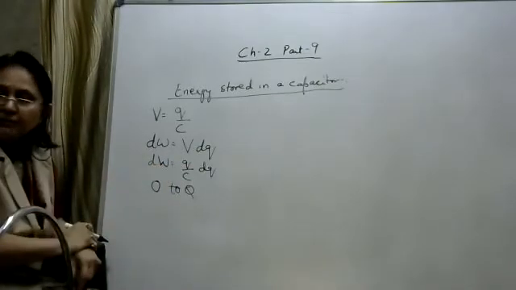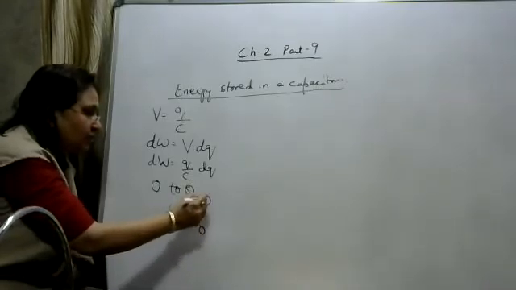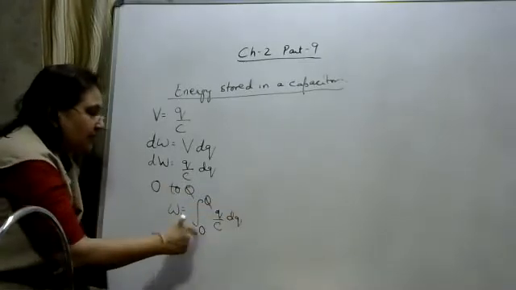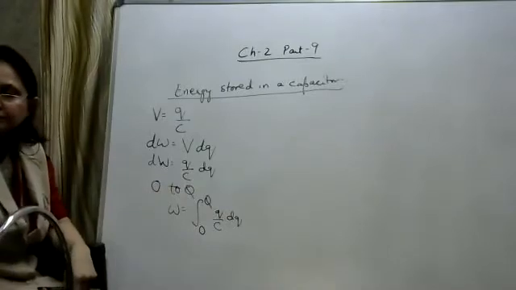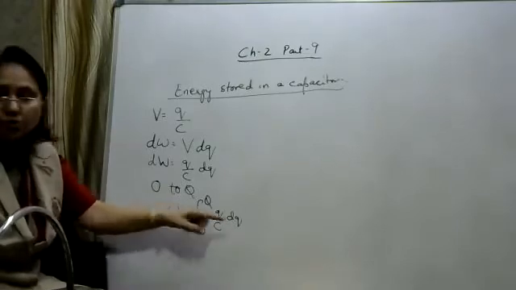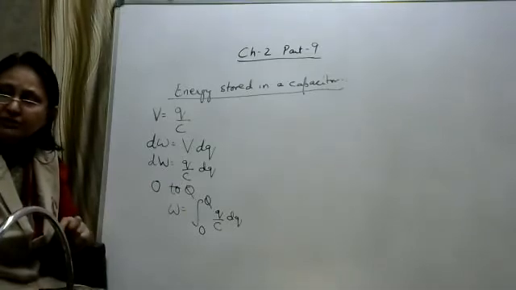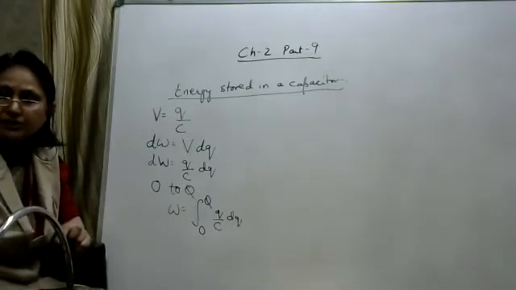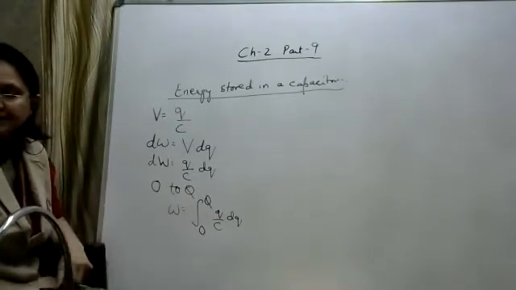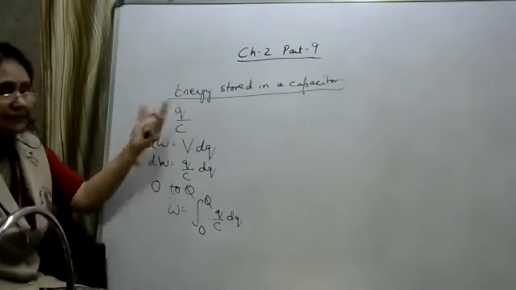The integration of dW is W. Here the integration will be from 0 to capital Q, because the charge which is given is from 0 to capital Q. 1 upon C you can take outside. Integrate Q into dQ. We know that the integration of x raised to the power n dx is x raised to the power n plus 1 upon n plus 1. The same way integrate this. You will get the total work done, and this work done will be stored in the capacitor in the form of electrostatic energy.